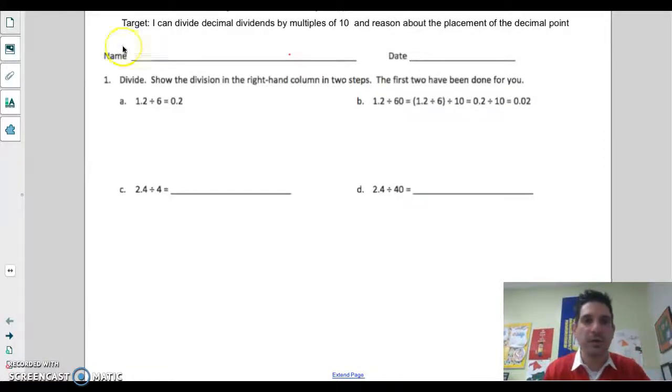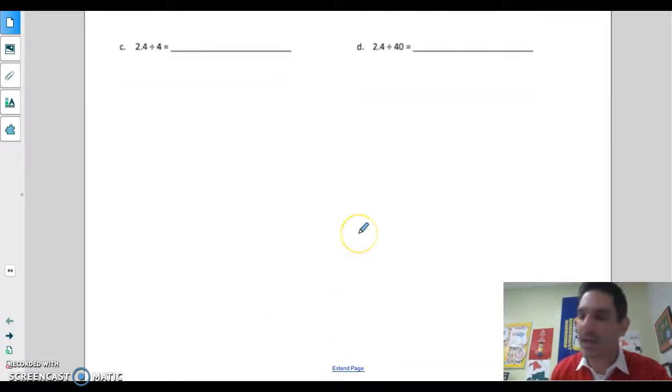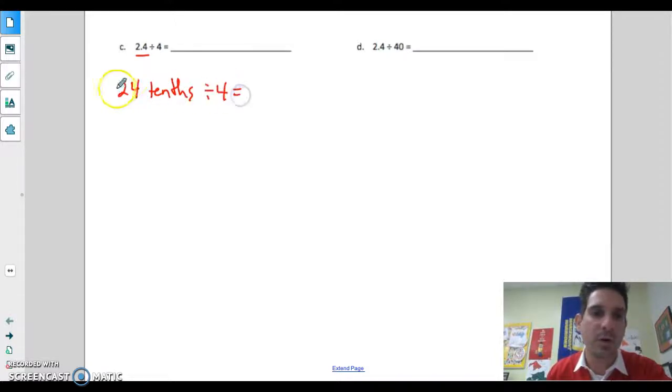We're on lesson 24, second quarter. We're going to be doing dividing with decimals, and what I'm going to do is a little different than what they show you in the workbook. I'm going to look at C here and turn this into unit form. I'm going to call this 24 tenths, because that's what it is, divided by 4. Well, 24 divided by 4 is 6, and it's 6 tenths, and that is equal to 0.6.